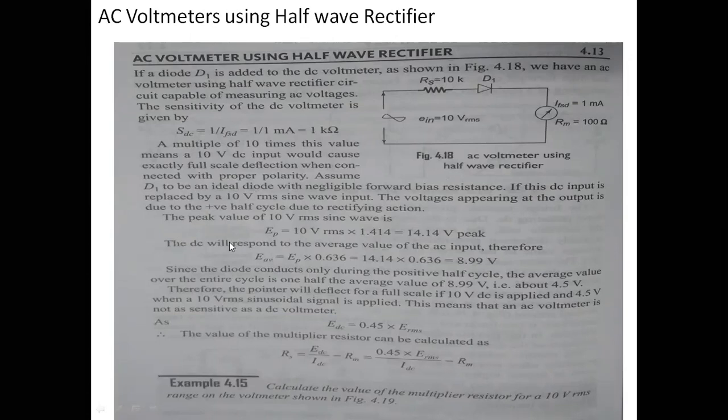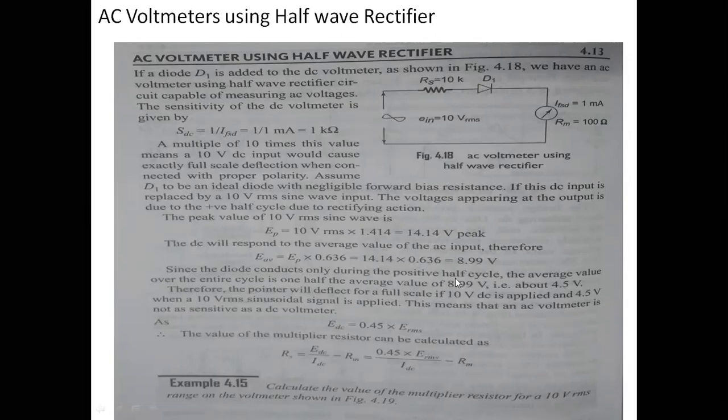Okay, so for a 10 volts RMS sine wave, we have to find the peak value. The peak value is 10 volts RMS into 1.414. So from that we will get 14.14 volts of peak voltage. The DC meter will respond to the average value of the AC input. Therefore, E average is equal to peak value into 0.636. We will get 8.99 volts.